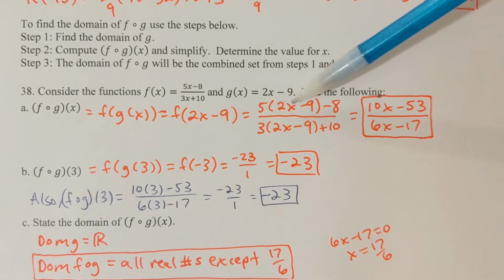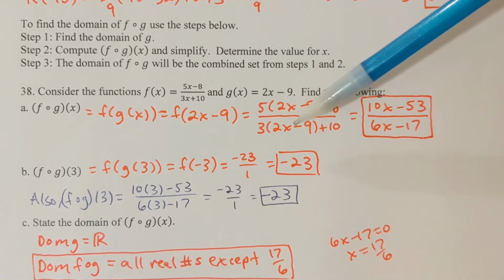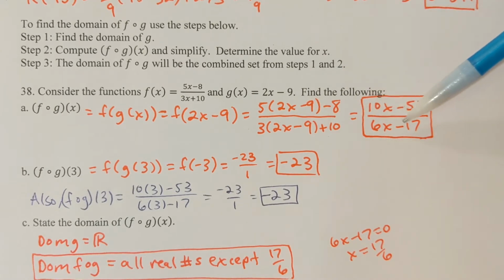Distribute 5, you get 10x minus 45 minus 8 is minus 53. And then down under, we're looking at 6x minus 27 plus 10 is minus 17. This would be as simplified as we can get it. Okay, so that'd be my answer. That's the composite function.